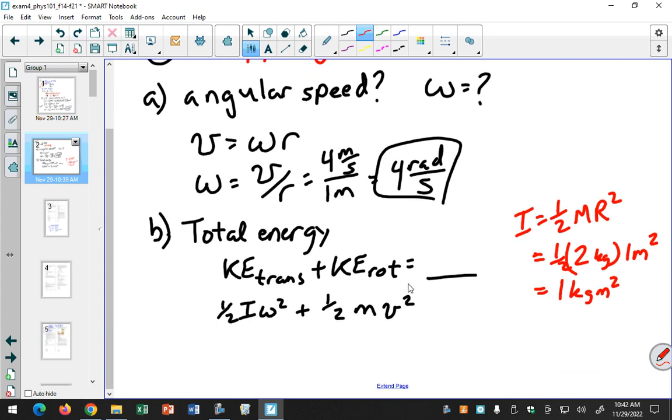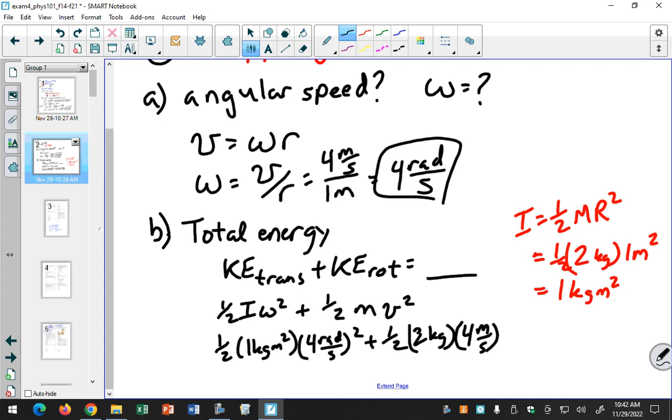All right, so now I can figure out my total energy. That's going to be 1/2 of I, 1 kilogram meter squared, times omega squared. We found that omega was 4 radians per second, squared, plus 1/2 of the mass, which was 2 kilograms, that's given, times the speed, which was 4 meters per second. Make sure you square those numbers, the ones that are squared, so that's 8 plus 16 equals 24 joules. That's the second problem.